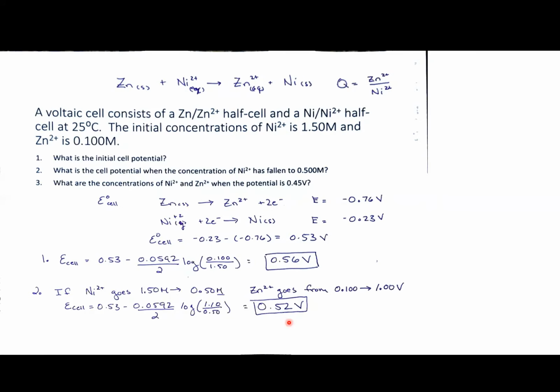Okay, the last question, number 3: what are the concentrations of nickel 2+ and zinc 2+ when the potential is 0.45? In this situation, I know what the E cell is, and I need to get what this ratio is. Here is basically how it looks. 0.45 equals my E naught cell, negative 0.0592 over 2, log of my zinc concentration, 0.1 plus some amount, and my nickel concentration, 1.5 minus some amount. Because it's a 1-to-1 ratio, these amounts are the same, so I just need to figure out what the amount is.